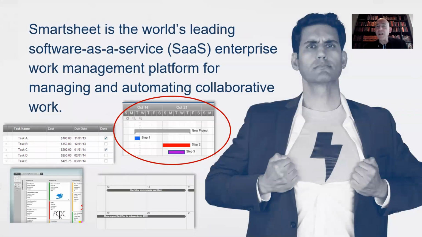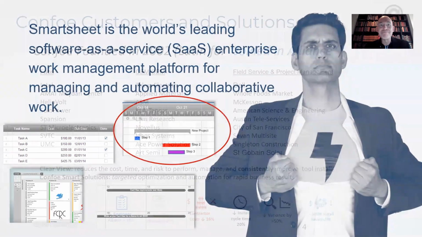So what is Smartsheet? Smartsheet is the world's leading SaaS enterprise work management platform. You use it to manage and automate collaborative work. Projects are a subset of that. That's one of the great elements of collaborative work that you want to use Smartsheet for, and that's what we're going to focus on today.